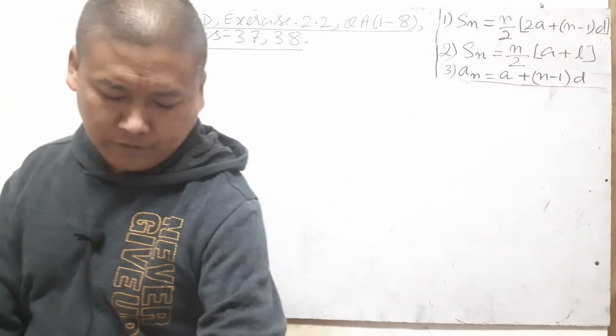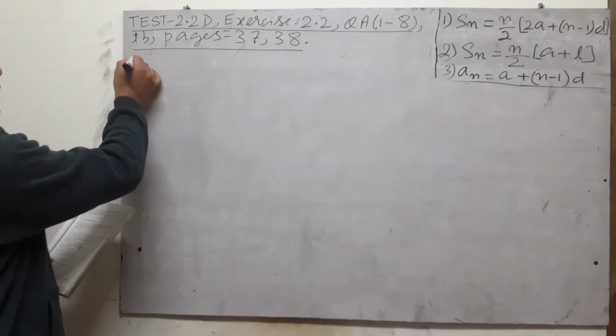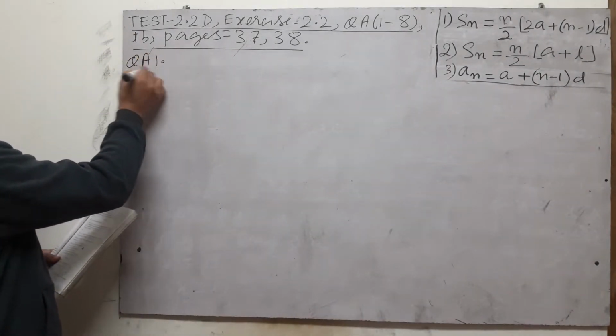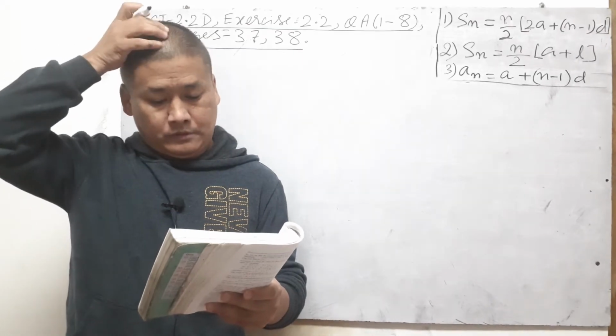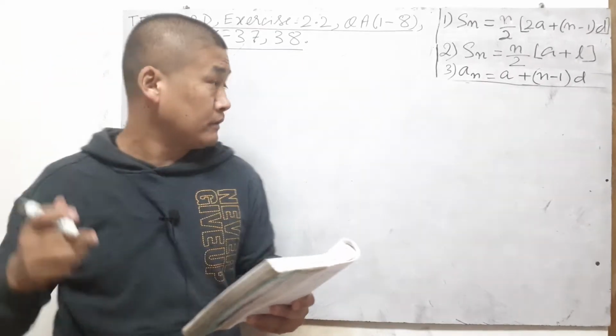Let me read the question for us. Number A1, question A1. Okay, I'm going to read the question for us. Which of the following is a zero of the polynomial x squared minus 5x plus 6?